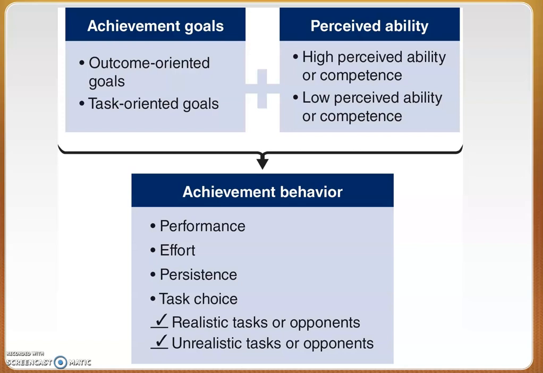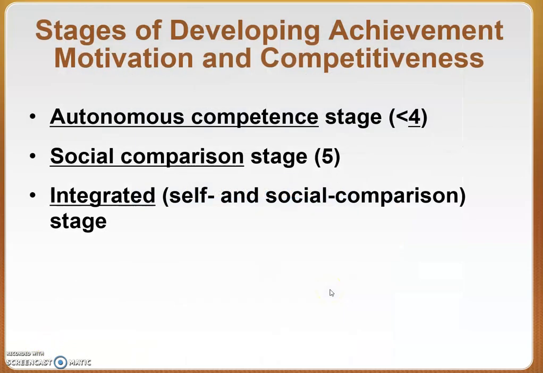So here you see an example of how the two come together as it relates to achievement goal theory. You have achievement goals. We talked about the two types, outcome and task. Also, we want to combine that with our perceived ability. Okay, is it high or is it low? Combining those factors results in our behavior, and that's going to be related to performance, effort, persistence, and task choice. So understanding individuals that you're working with and what makes them tick and what's going to help them perform at a high level is super important for you when you're in a leadership role.